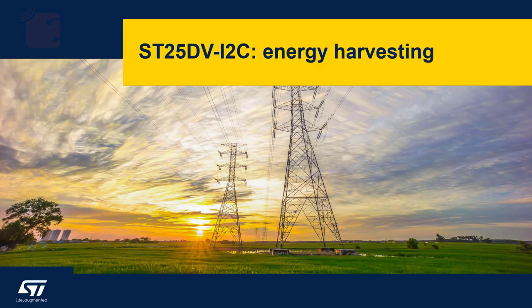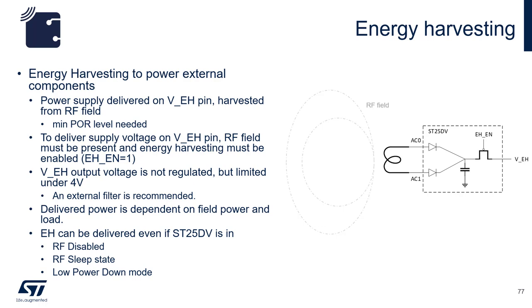Okay, now we are going to look at the energy harvesting capability of the ST25DV. As the circuit diagram suggests, AC potential appearing at the antenna input is rectified, filtered, and goes straight out to the VEH pin via a FET switch.